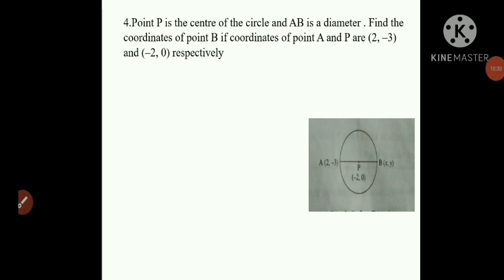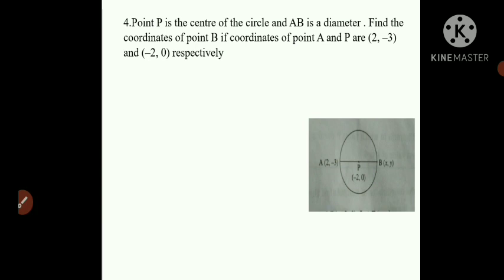Now we'll move on to the next sum, that is the fourth one. See, same midpoint formula. Now see, point P is the center of a circle. There is a circle drawn and P is the center of the circle. AB is the diameter. See, AB is drawn, that is the diameter. Find the coordinates of point B. Now we have to find the coordinates of point B.